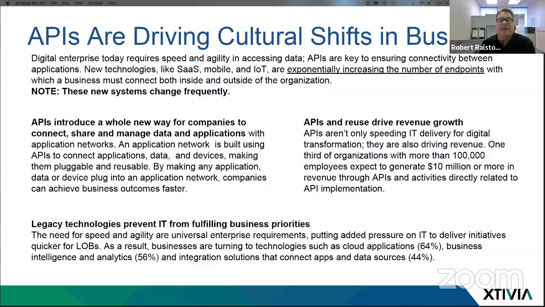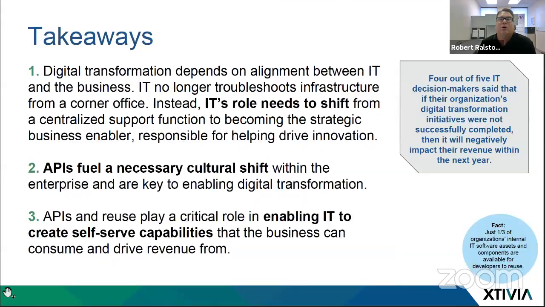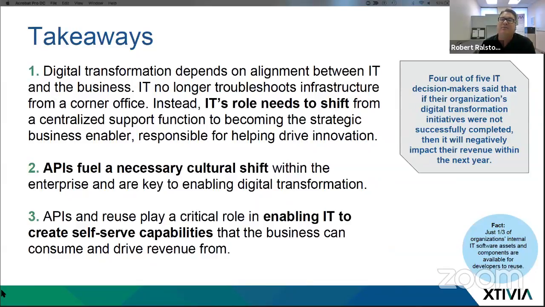Legacy tech prevents IT from meeting business priorities with speed and agility. To do so, APIs are being used to collect data sources. APIs make apps, data, and devices pluggable and reusable, which results in accelerated business outcomes. APIs and reuse are also driving revenue through activities directly related to an API implementation. So integration continues to pose a challenge for most organizations, and there is still a huge opportunity for organizations to increase efficiency and innovate by integrating and connecting more of their applications.